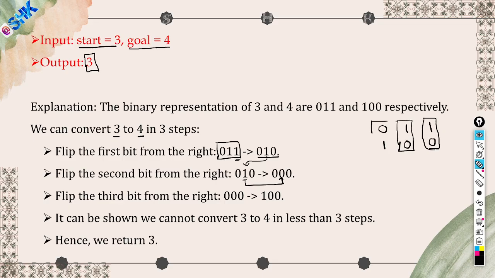Now we have to examine the third bit. As this third bit is also the complement of each other, we require a flip. So now we will take the 0, 0, 0.